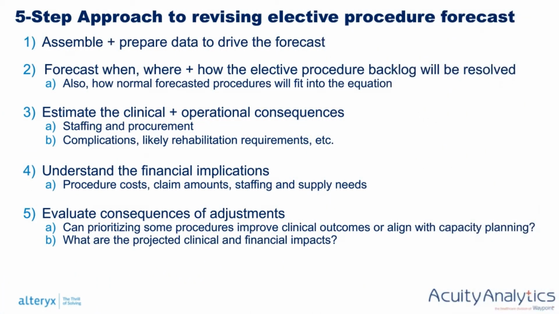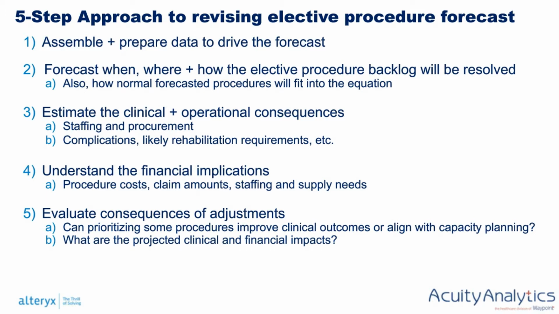We came up with a 5-step approach to help revise and predict elective procedures and make a forecast of them. The 5 steps involve, first of all, it's a data-driven approach, so assemble your data and prepare it for forecasting. Once we have the data, we're going to focus, first of all, on the elective procedure backlog, that set of procedures that were authorized but not delivered because of the suspension.